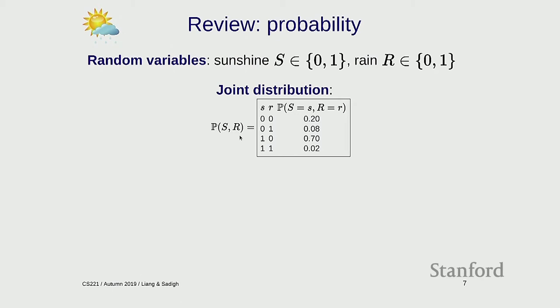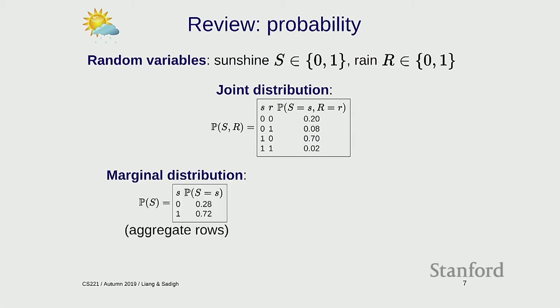And I know these are kind of minor notational differences, but I think it will avoid a lot of confusion if you pay attention to these. So from the joint distribution, you can use the laws of probability to derive several quantities. One quantity is called the marginal distribution. In a marginal distribution, you pick a subset of the variables that you care about. Those are called the query variables. And you induce a distribution over them.